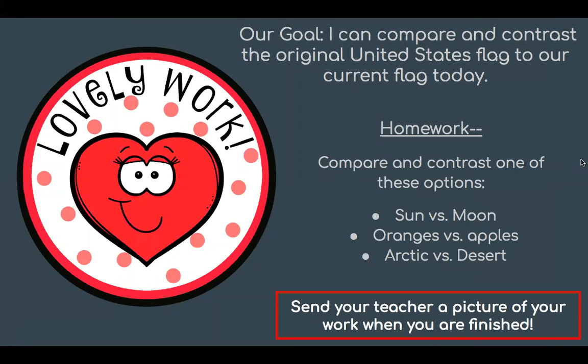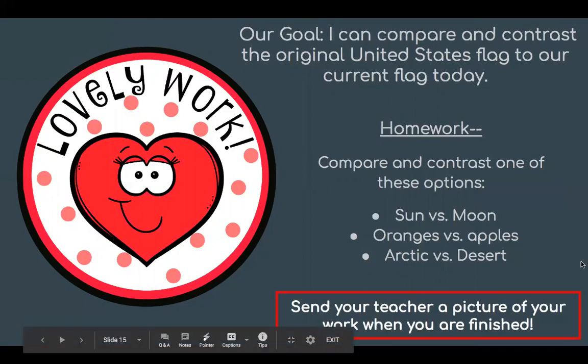And for your homework tonight, we would like for you to compare and contrast one of these options, the sun versus the moon. You know a lot of facts about both of those from our astronomy unit. Oranges and apples, and the Arctic versus the desert. And you know a lot of facts about both of those habitats. If you finish one of those and you'd like to compare and contrast something different, feel free to do that. And as always, send your teachers a picture of your work when you are finished.